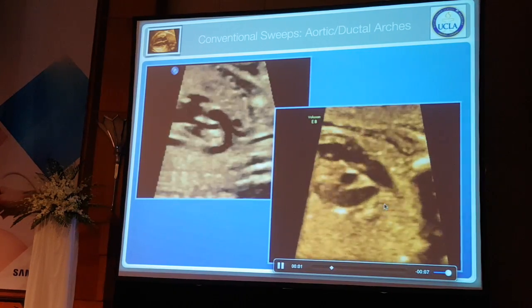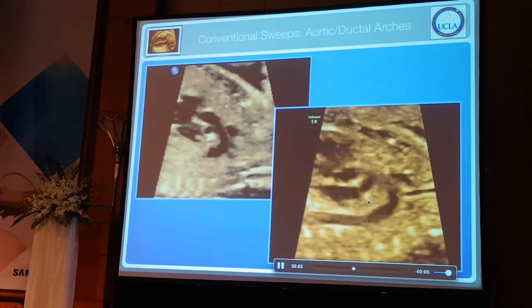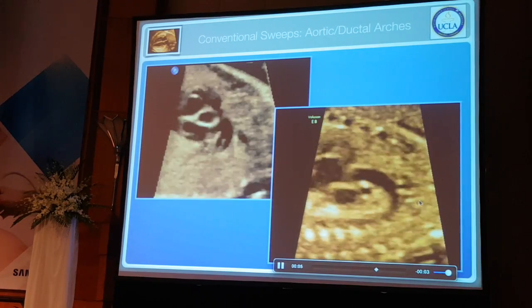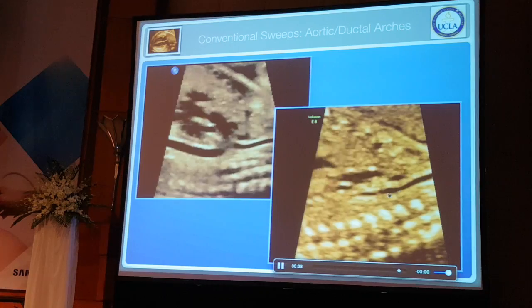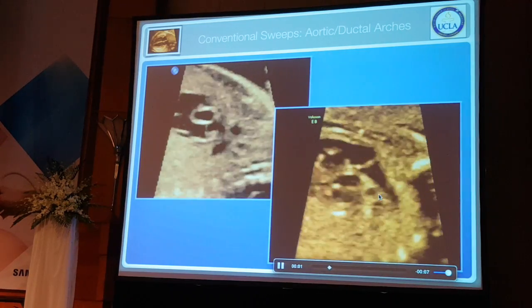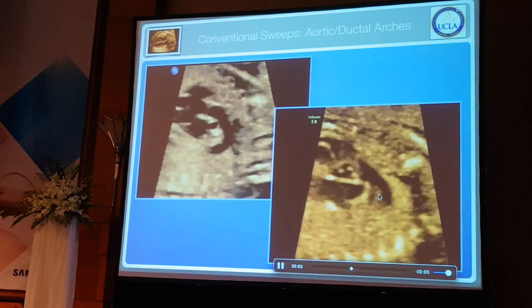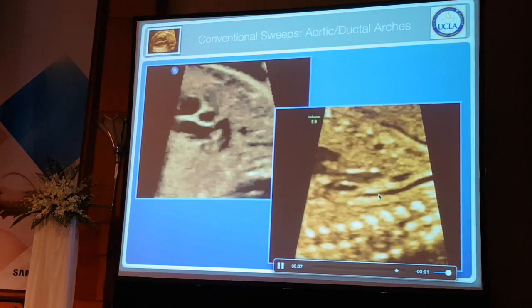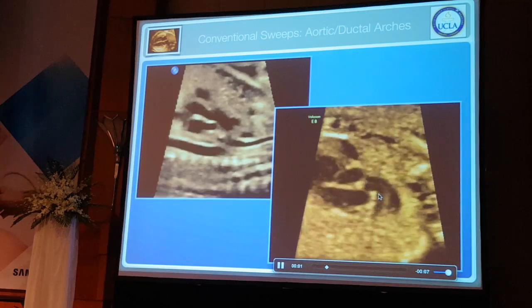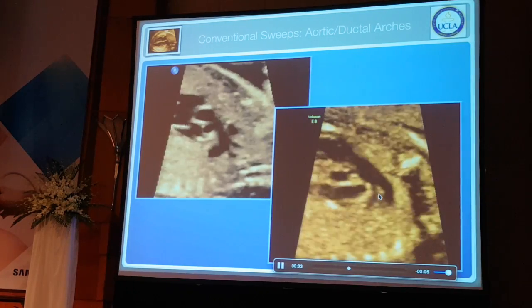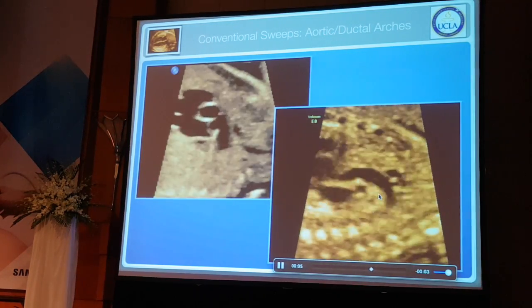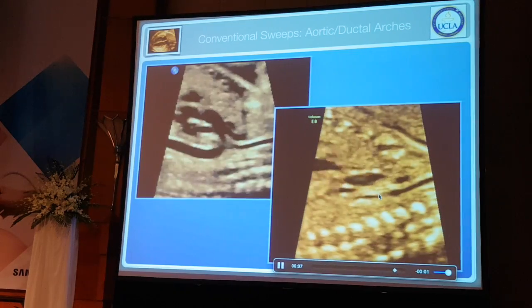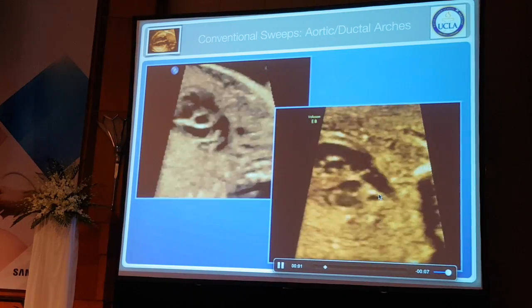Here's the ductal arch, trifurcates, the aortic arch, trachea. So ductal arch, aortic arch, trachea, that shows the aortic arch. That's when you're sweeping from the fetal left to the fetal right. The aortic arch on the left, if you get to that first, it means it's a left arch. It's also a nice view showing the trifurcation of the main pulmonary artery.